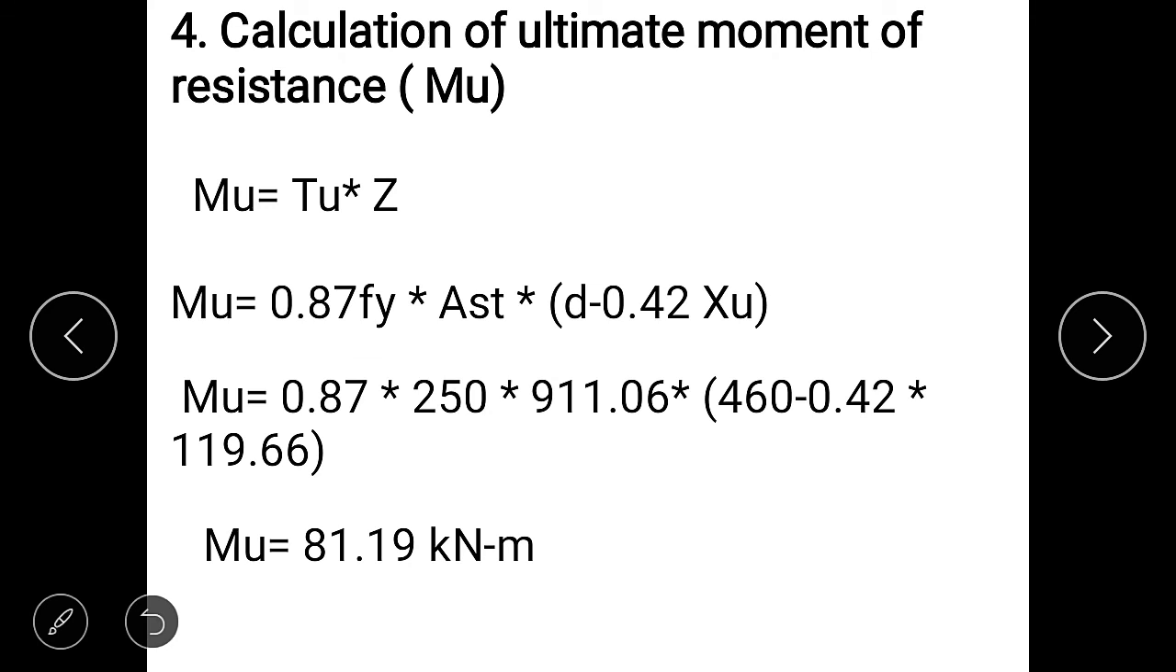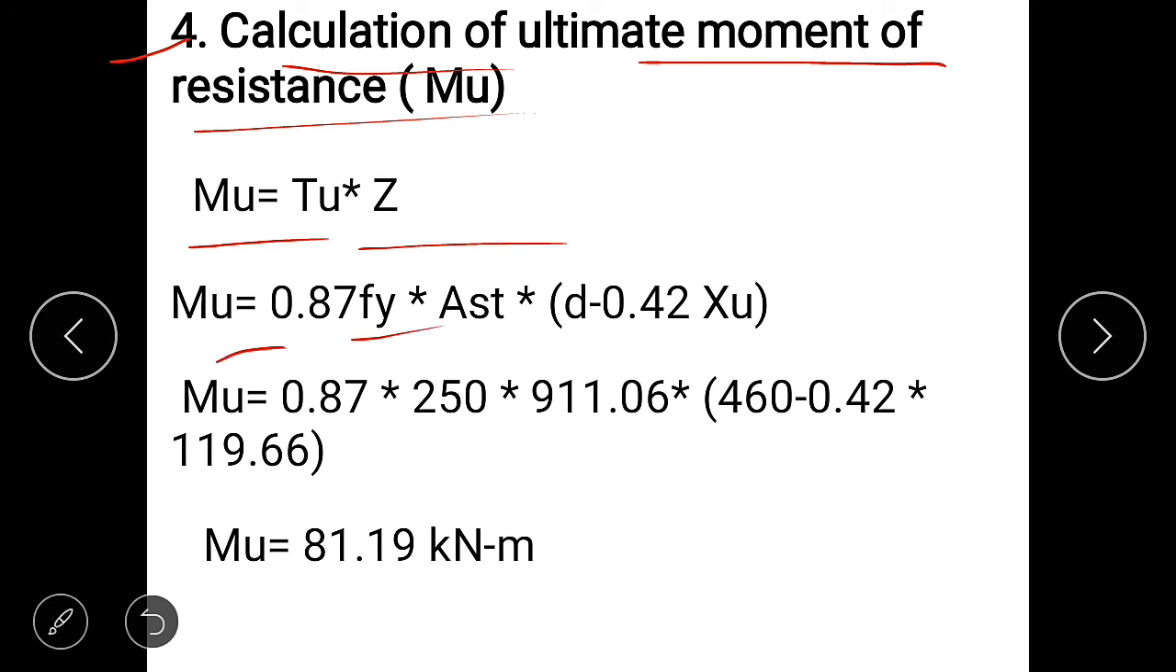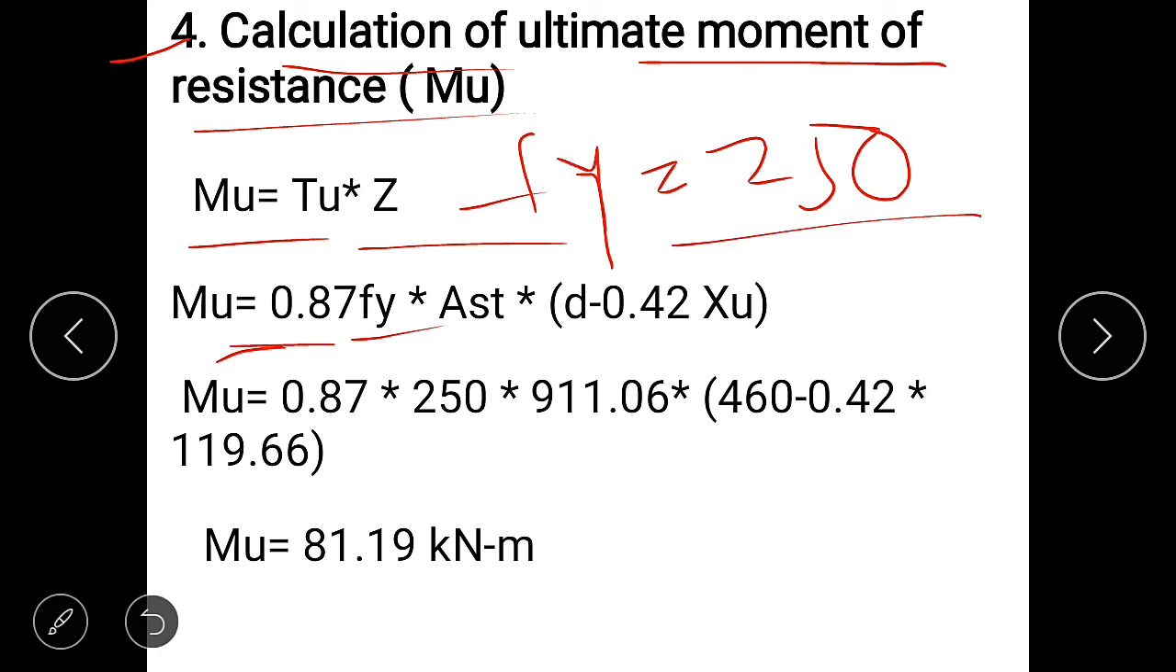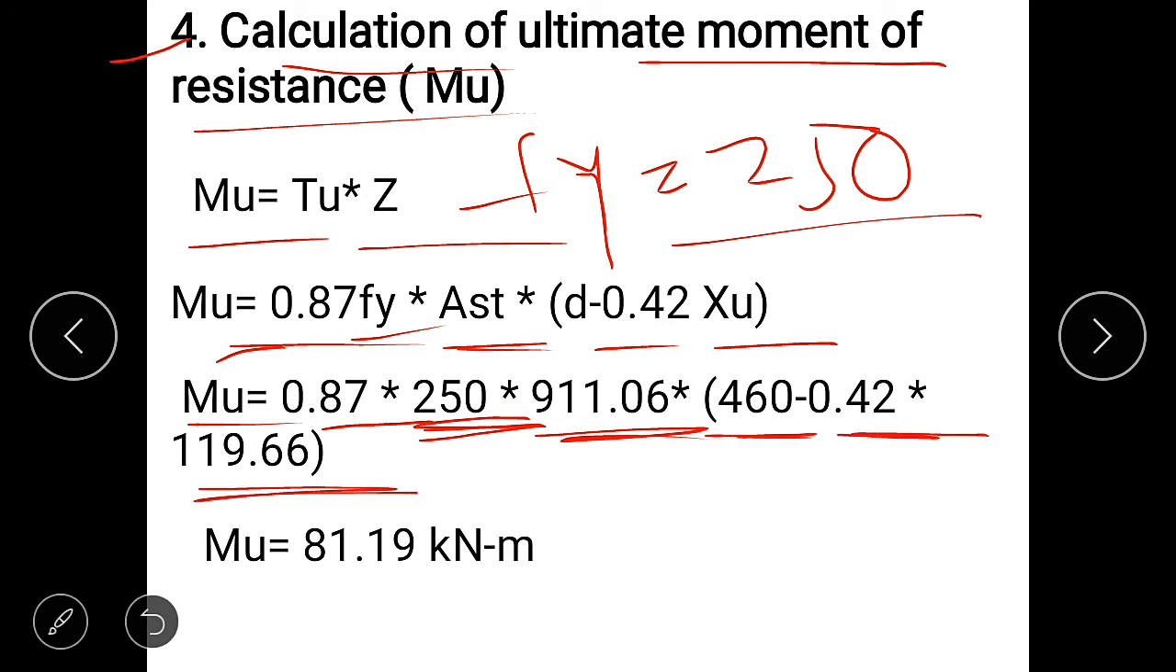Now we have to find the calculation of the ultimate moment of resistance, Mu. The formula to calculate Mu is Tu into z. So Mu is equal to 0.87. This formula is for fy 250 because mild steel is given, so use Mu is 0.87 fy Ast into d minus 0.42 XU. So Mu is 0.87, fy is 250, Ast is 911.06, d is 460 minus 0.42 times XU, 119.66. So Mu is 81.19 kilonewton meter.